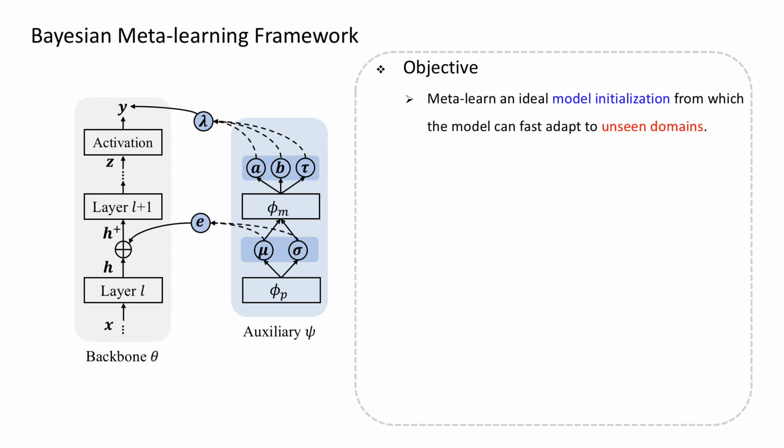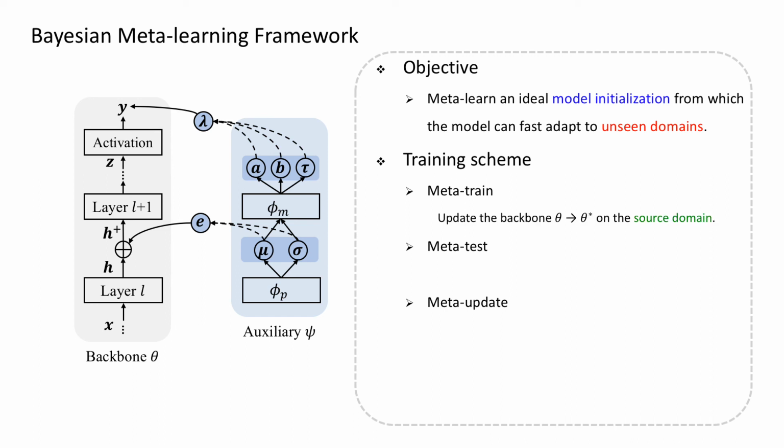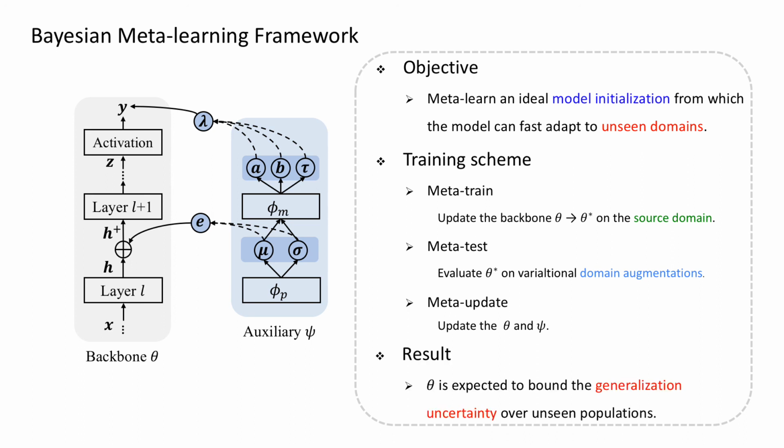To effectively organize domain augmentation and model training, we propose a Bayesian meta-learning framework. The training scheme consists of 3 steps in each iteration. In meta-train, we get theta star by updating the backbone on the source domain. In meta-test, we evaluate theta star on sampled domain augmentations. Finally, we meta-update the backbone and the auxiliary. After training, the backbone is expected to bound the generalization uncertainty over unseen populations.